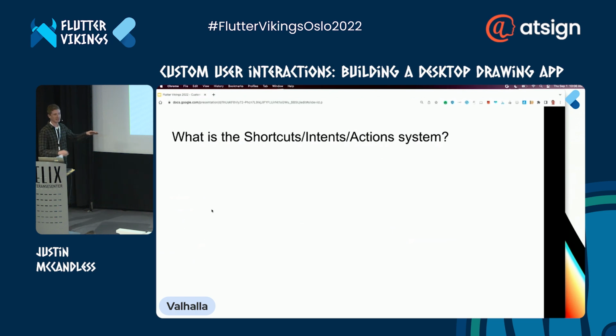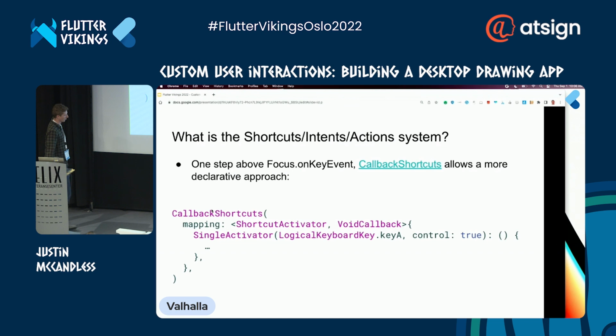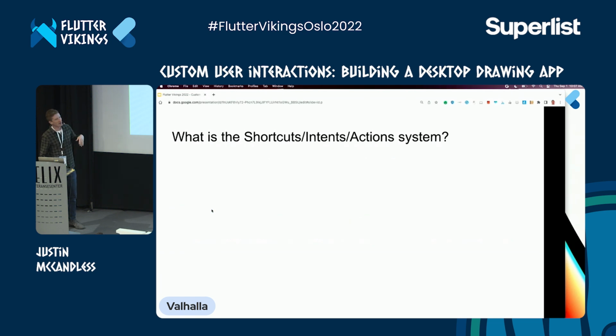But one layer above this, we have a widget called callback shortcuts. And this gives you a more declarative approach to listening to keyboard shortcuts. So rather than just having a single callback for everything, you provide a map, and that map maps from keys, for example, Control A in this case, to a callback. So mapping keys directly to callbacks. But shortcuts, intents, actions, the full thing, is one layer of abstraction above this.